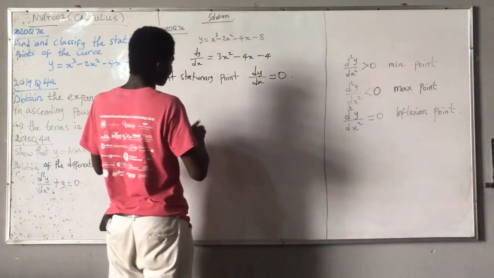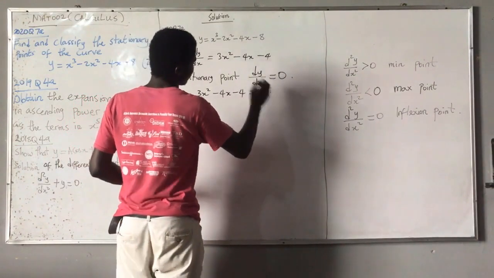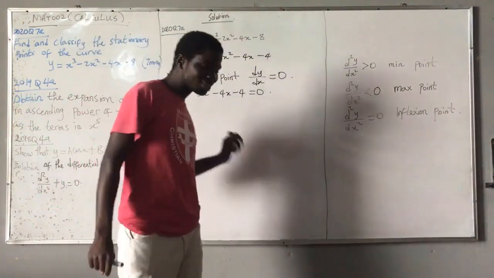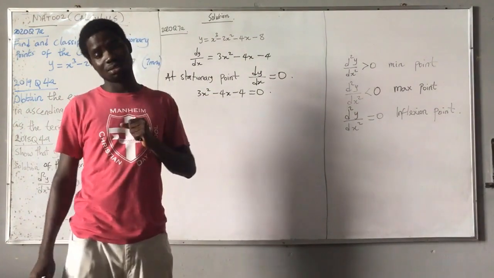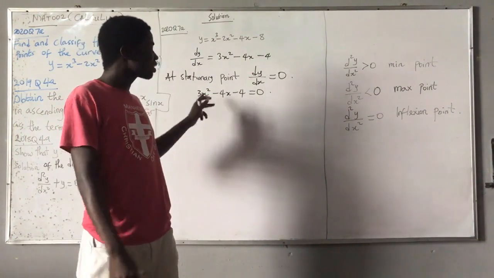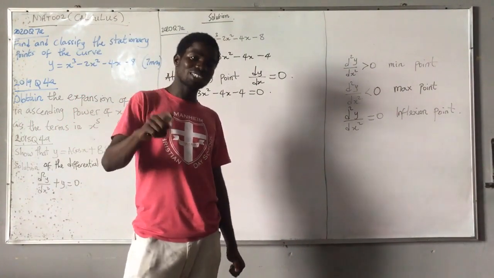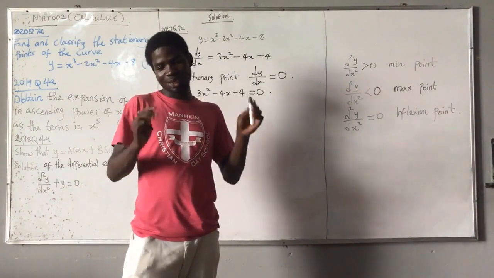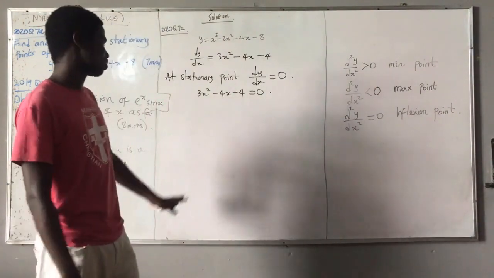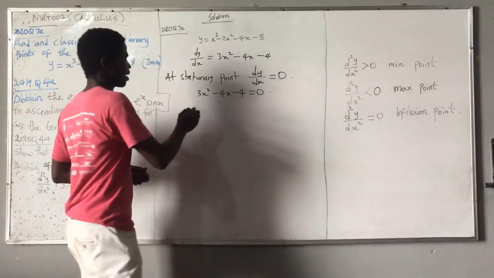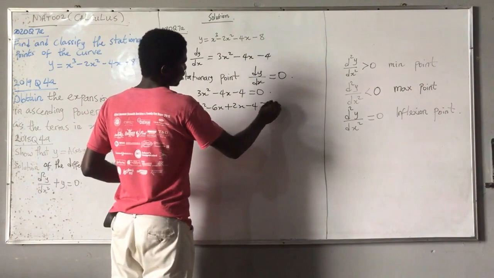So I have 3x squared minus 4x minus 4. At this junction, you will solve the quadratic equation. You can use calculator to solve that. I've already taught you, in another video, how to solve a quadratic equation using calculator. So this is what we have here. So this is 3x squared. Well, let me just factorize. Minus 6x plus 2x minus 4 equal to 0.